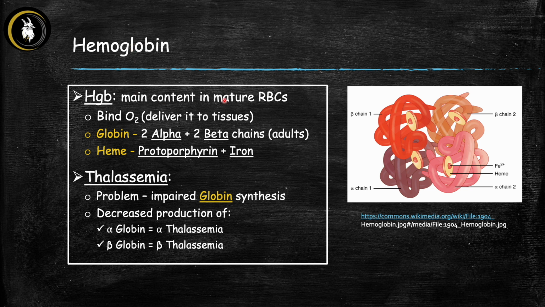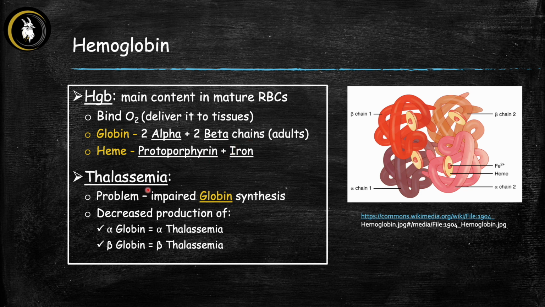It's the main content inside of mature red blood cells, and that's because it's the part that binds oxygen and helps deliver it to tissues, which is the function of these red blood cells. And as you can tell from the name, it's made up of 2 parts, heme and globin. Globin is the protein component of this hemoglobin molecule, and it's made up of 4 polypeptide chains or subunits, 2 alpha and 2 beta in adults. Within each of these globin subunits, we have the heme part, which itself is composed of iron bound to protoporphyrin.